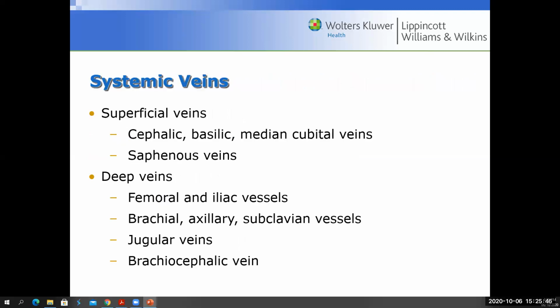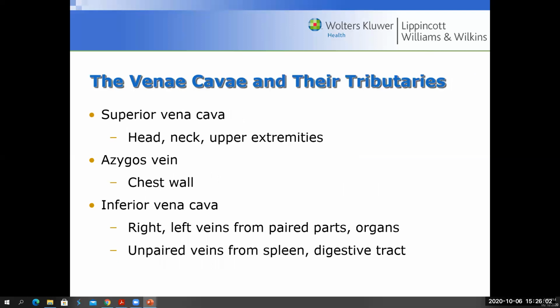Going further, the superficial and the deep veins, you'll be well placed to know those as well. Cephalic, basilic, median cubital. And for the deep veins, femoral and iliac, brachial, jugular veins, and the brachiocephalic vein. So we looked at the main arteries associated with the body itself.